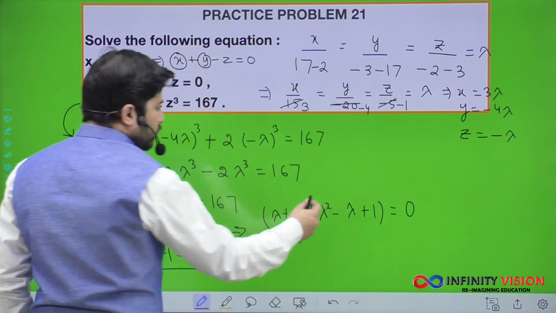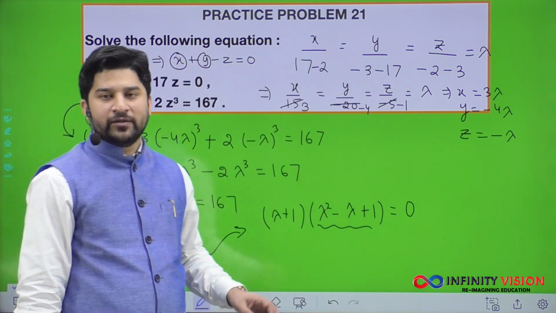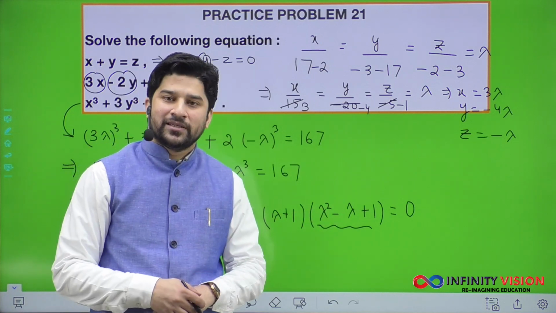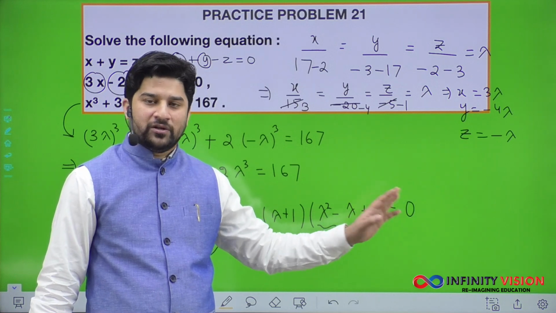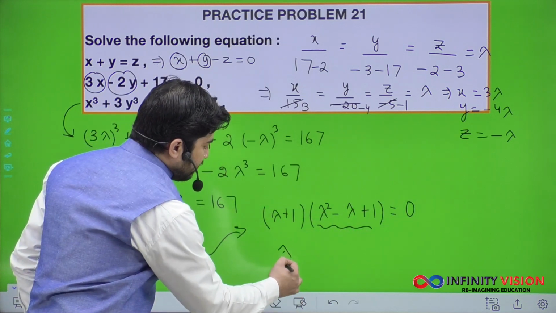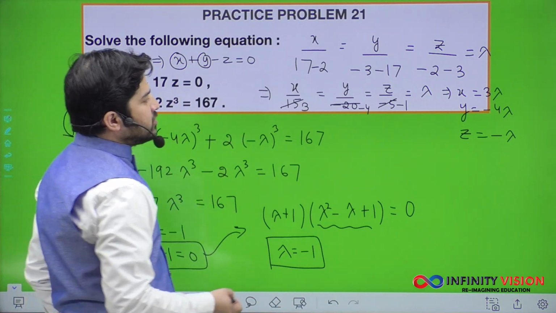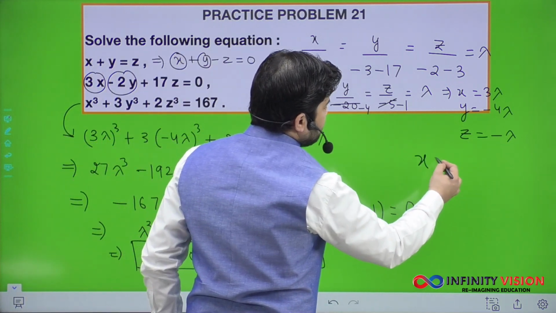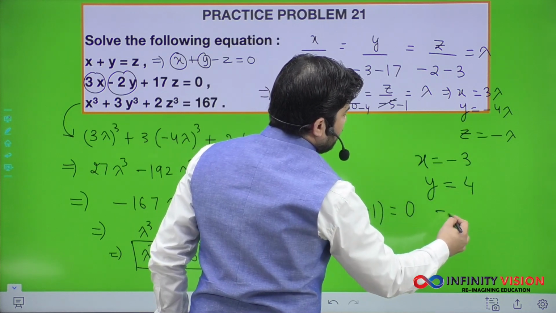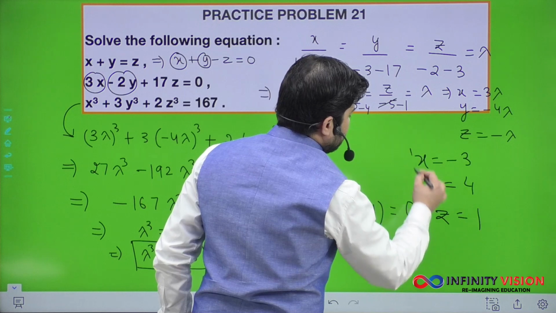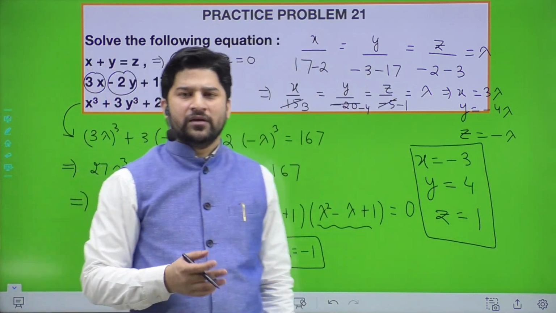Now, how do you solve this quadratic equation? You won't be able to solve in real terms because the discriminant is negative. So when the discriminant is negative, you don't have the real roots. So you can say that lambda is equal to minus 1. Once you know that lambda is minus 1, you can say your x is minus 3, your y is plus 4, and your z is plus 1. This is going to be your answer. Exactly the same problem which we did in the previous question.